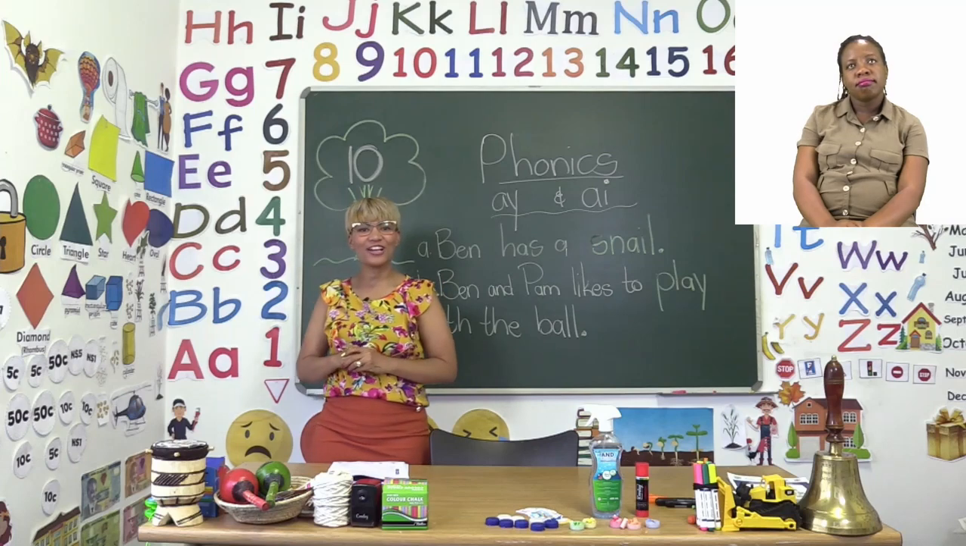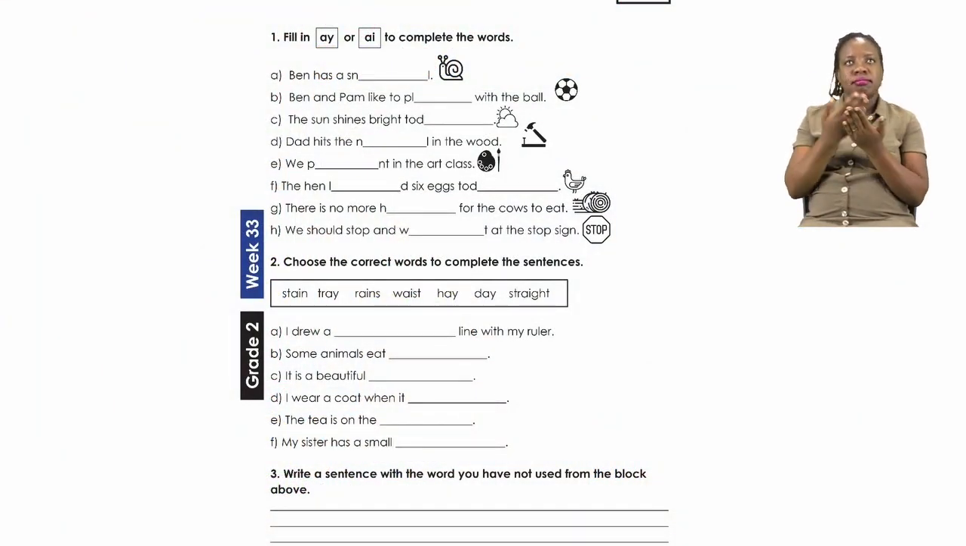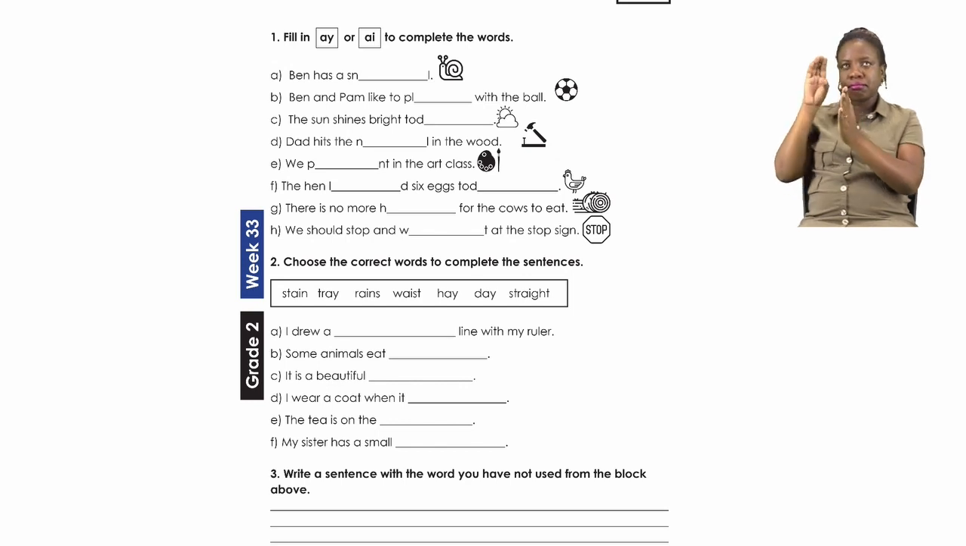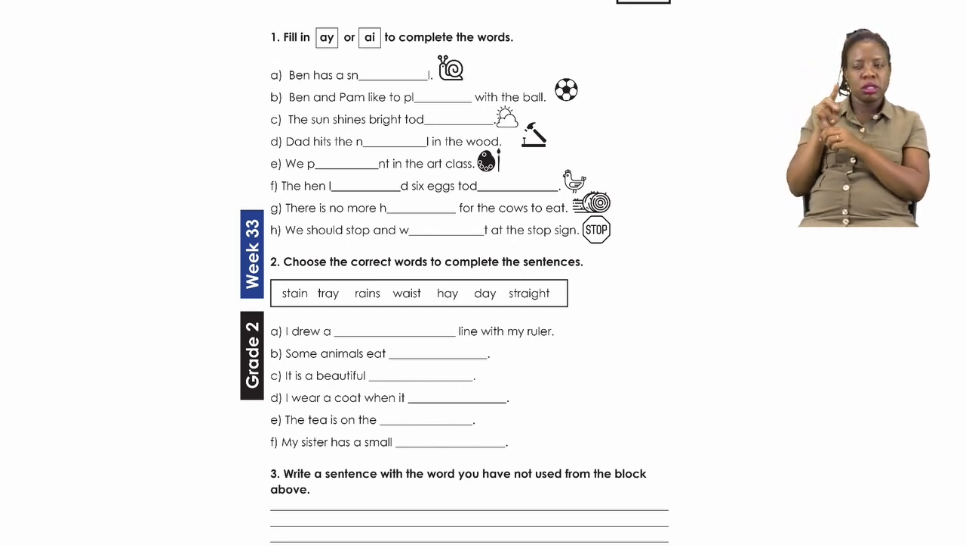Now let's start this part of our lesson on page 10. Here we are going to do phonics. And today we are looking at the A and A digraphs. Now these two sounds sound the same, but when you write them, they look different. The first A is with the A and I letters, and the second A is with your A and Y letters. So they are called A and A digraphs.